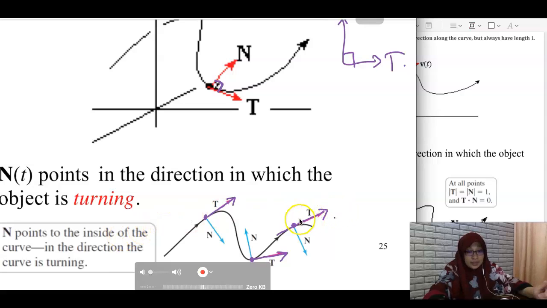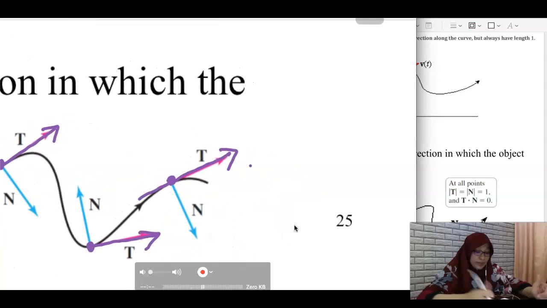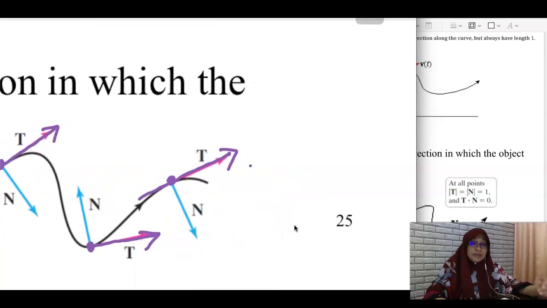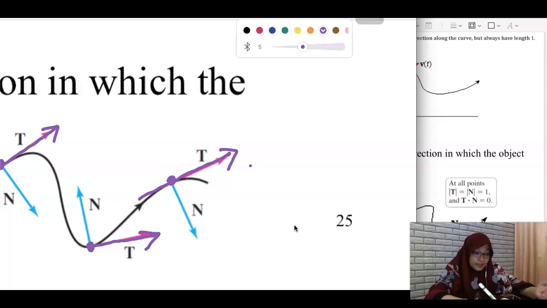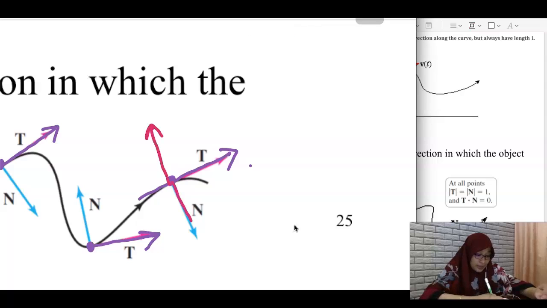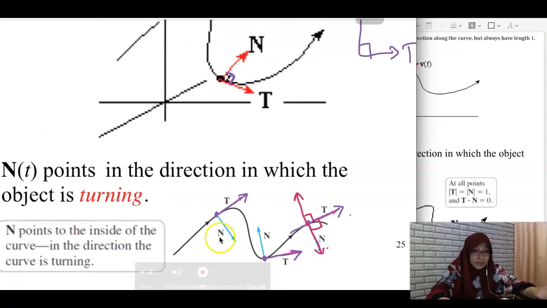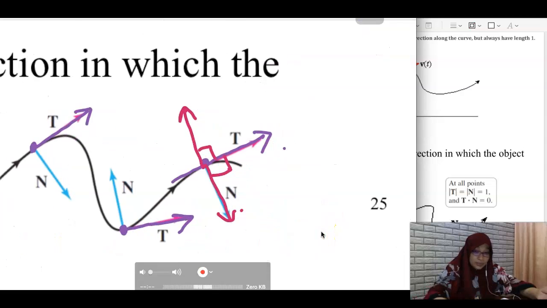Similarly at the point here, of course we know this is the unit tangent and this is the perpendicular, because we know that T and N are always perpendicular to each other. You might wonder whether the direction of N is up here or down here, because both can be perpendicular. But just remember the information provided here: N points to the inside. So which one should be inside?